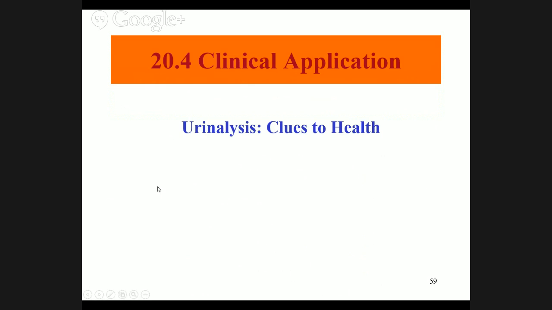Section 20.4 has a clinical application of urinalysis and clues to health. There are a few different conditions. Wilson disease is an inherited inability to excrete copper. If people are properly diagnosed and given the drug penicillamine, urine becomes the color of copper.